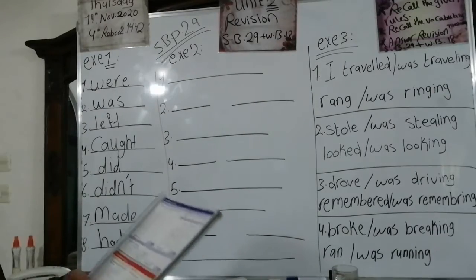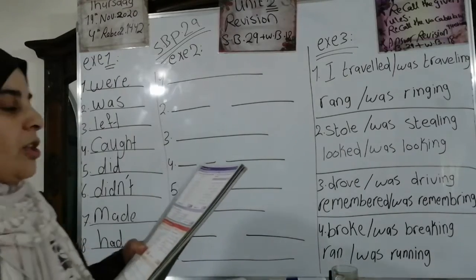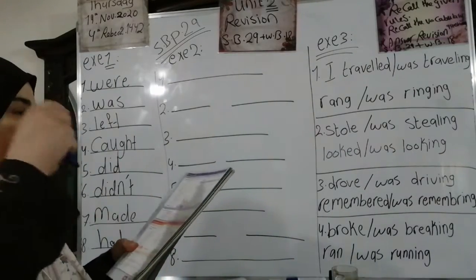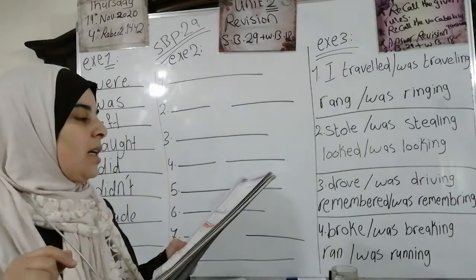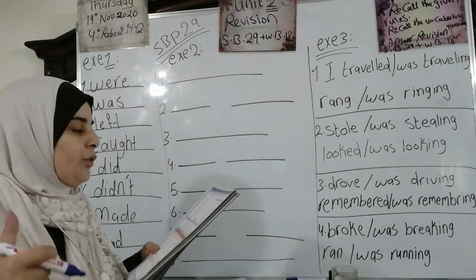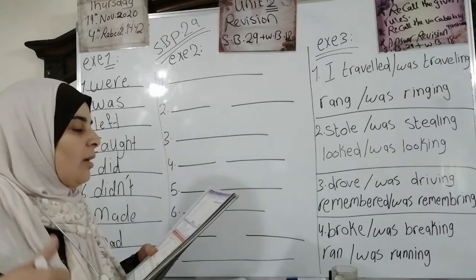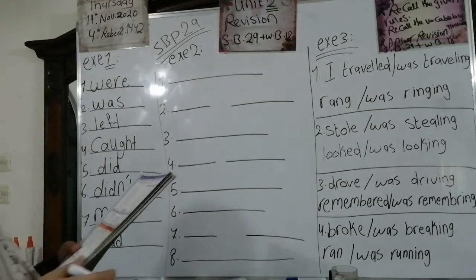Okay? Now let's move to question number 2. We are going to revise the past continuous tense. We said the rule says was or were plus verb ing. Okay? Complete the sentence with the past continuous form of these verbs. We have cry, listen, read, write, sit, sleep, wait and write.